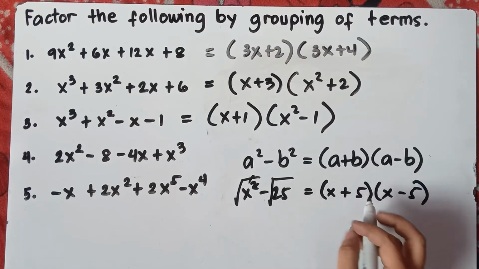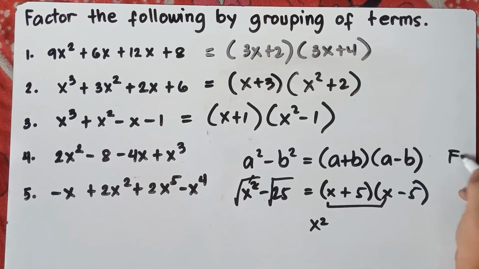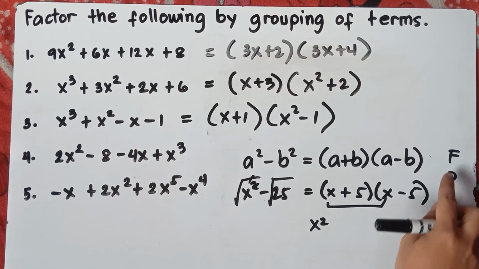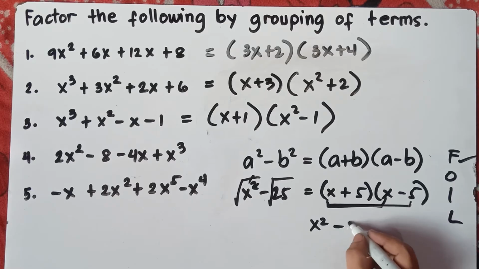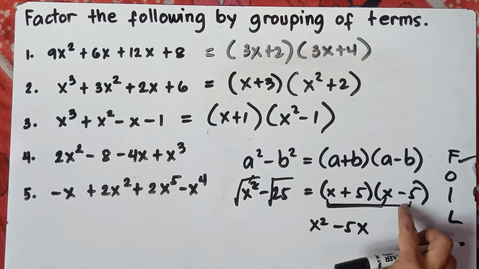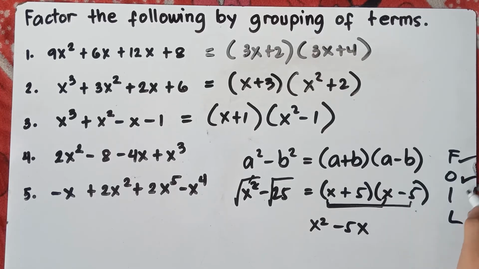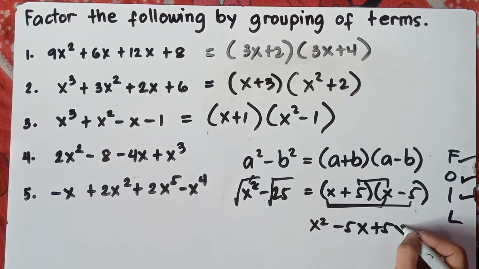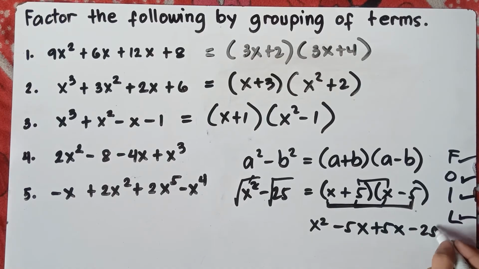Let's check, class. X times x, that would be x squared. You still remember the FOIL? First, outer, inner, last. X times x is x squared. Outer, x times negative 5, that's negative 5x, because positive times negative is negative. Inner, positive 5 times positive x, that's positive 5x. Last, positive 5 times negative 5, that's negative 25.